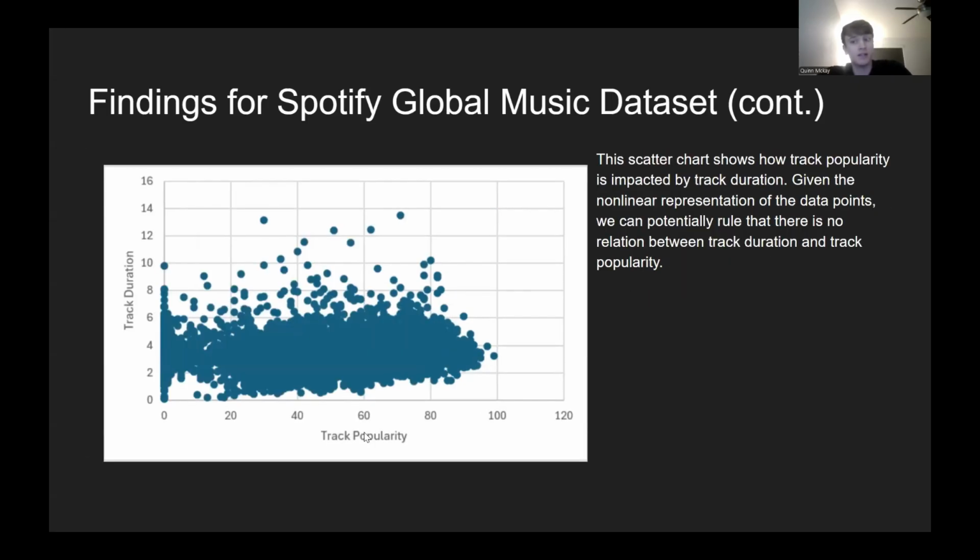This scatter chart shows track popularity based on track duration. This is similar to the table from earlier, but in scatter chart visuals. And this shows that there isn't really a relation between track duration and track popularity, which is important to keep in mind for our regression analysis.